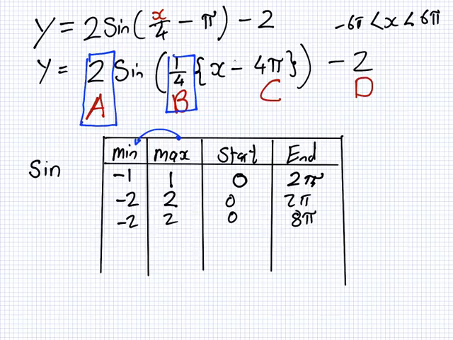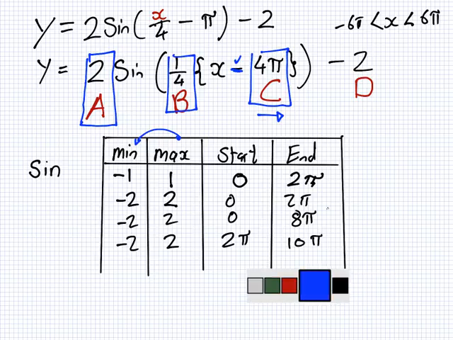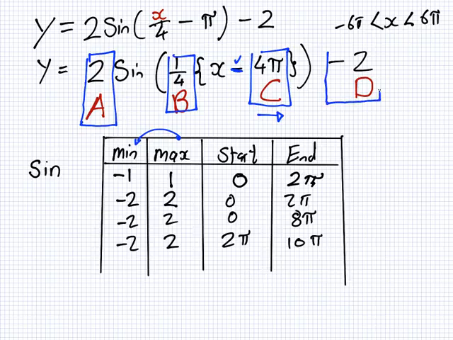Okay. The effect of the minus, the C. This will move the graph to the right. So this is -2, 2, 2 pi, 10 pi. And finally, the -2 will drop the graph down 2 units. So that is -4, 0, 2 pi, 10 pi.